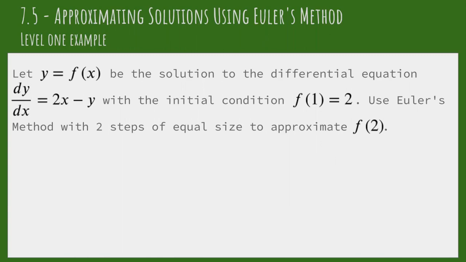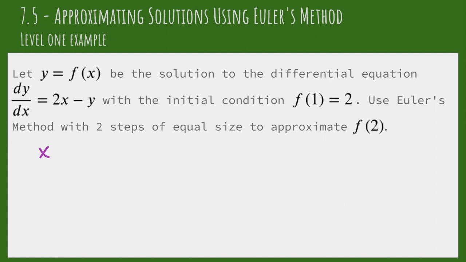Hello, Mr. Betts here. I want to take a look at a couple examples where we're using Euler's method to approximate the value of a function given an initial condition for the function and a differential equation. With Euler's method, essentially we're taking into account the slope of the function and moving along the x-axis and figuring out what the change in the y values are going to be for a certain number of steps. So we're going to organize our work with Euler's method using a chart.